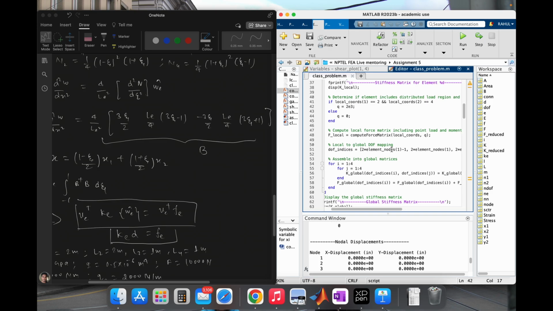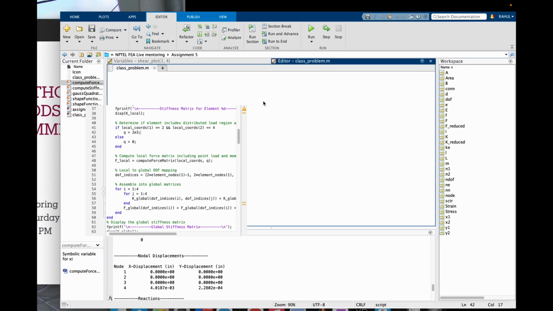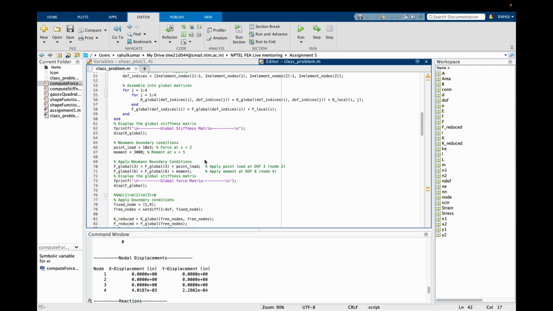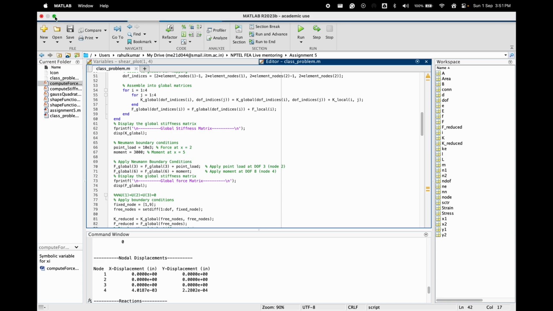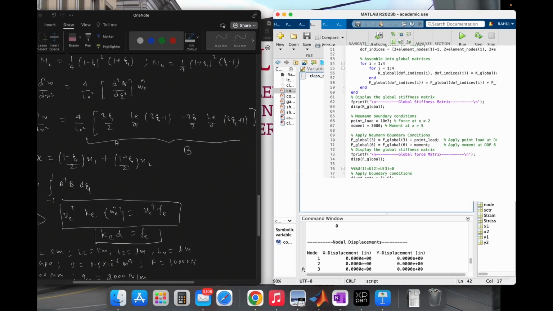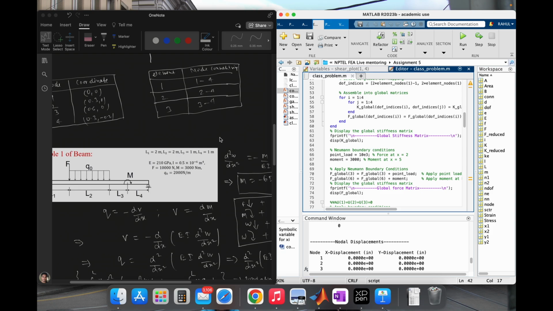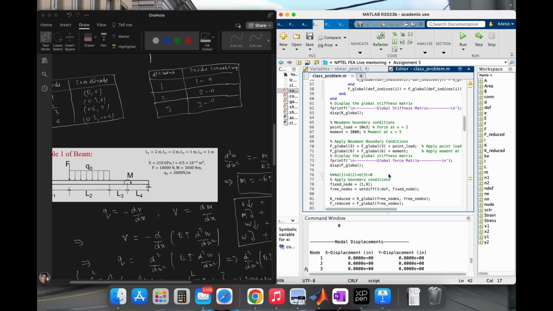Okay, after running this loop, we'll get the localized, and after the completion of the loop, we will get the global. Now we will put the boundary condition here. The boundary condition is at point x equal to 2 and at x equal to 5. So here the boundary condition is here and here. That's why I have kept the point load active at x equal to 2 and the moment at x equal to 5, and it will be added in the F global.